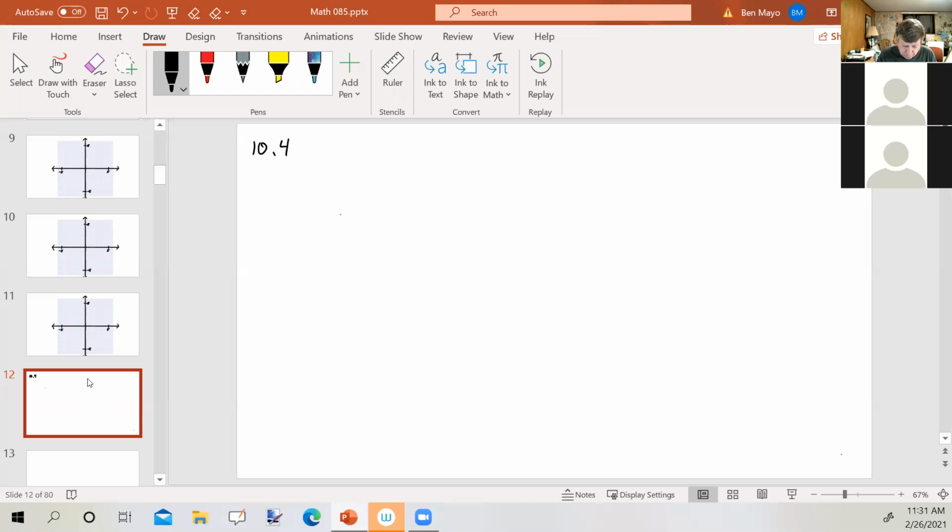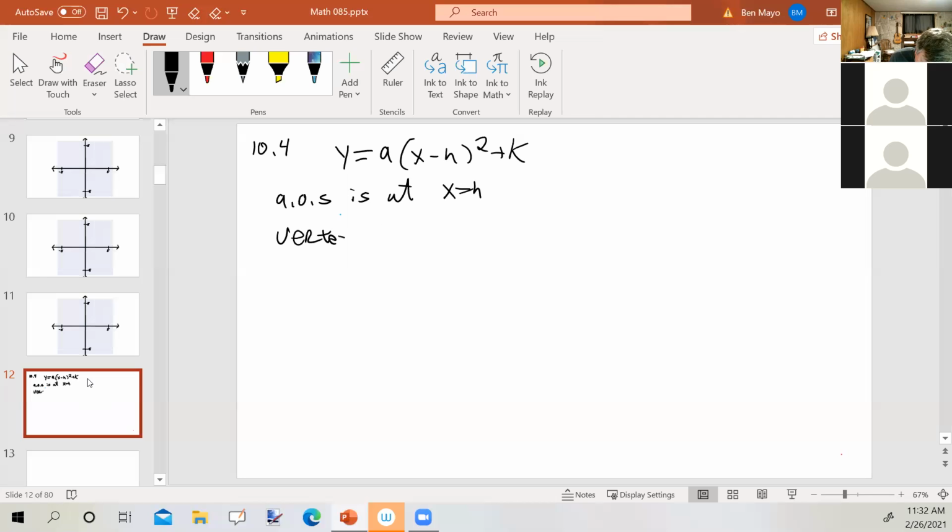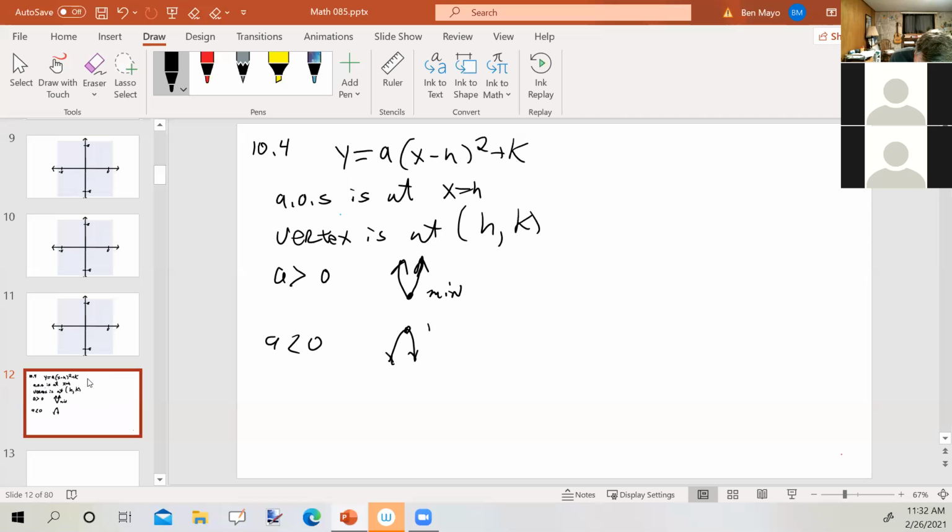Okay, so yesterday we looked at equations in the form y equals a times x minus h squared plus k. And we said that the axis of symmetry is at x equals h. The vertex is at (h, k). If a is greater than 0, the parabola opens up, and this is a minimum. If a is less than 0, the parabola opens down, and the vertex is a maximum.